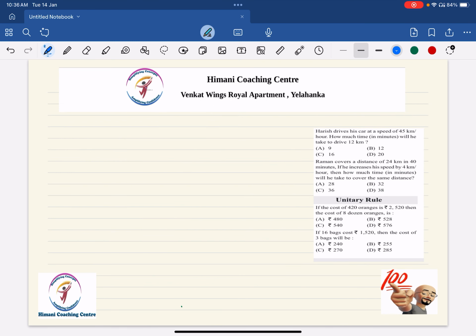Now let's look at the next question. It says Harish drives his car at a speed of 45 kilometers per hour.